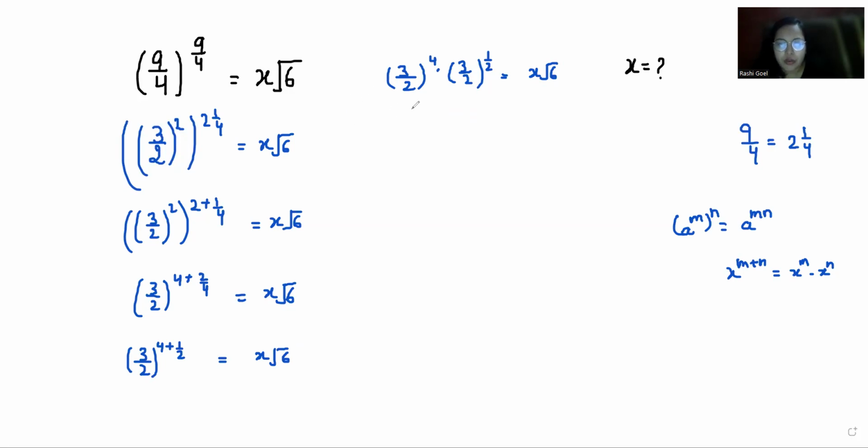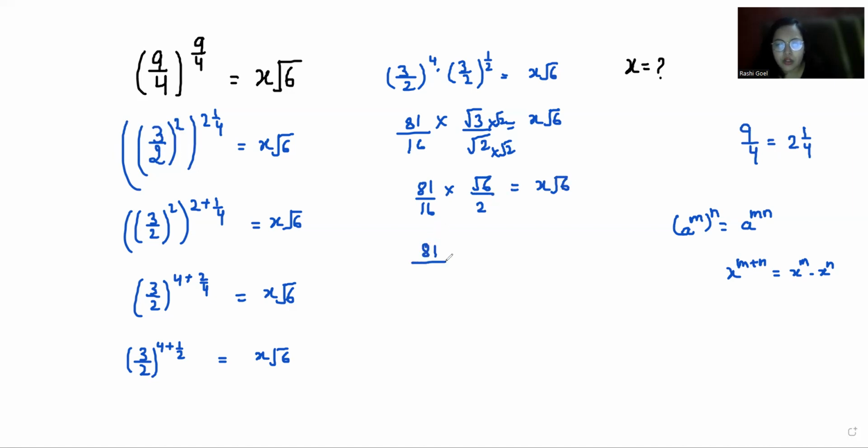Here 3 power 4 is equal to 81. Similarly 2 power 4 is equal to 16, times (3/2) power half, which we can write as root 3 by root 2, is equal to x times root 6. Now to remove this square root of 2 from the denominator, I am going to multiply by square root 2 in numerator and denominator. So 81 by 16 times root 6 by 2 is equal to x root 6.